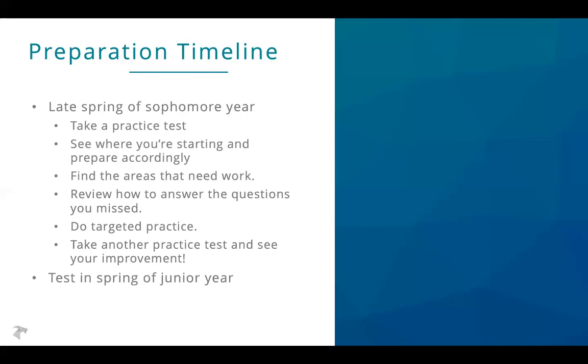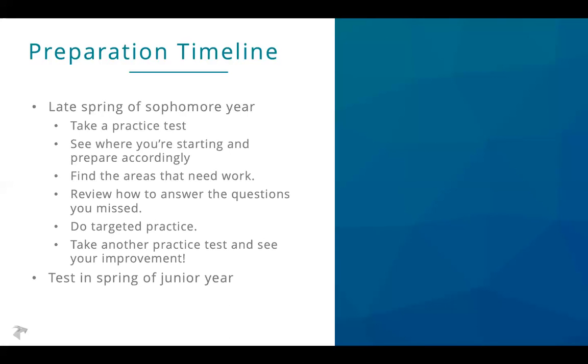Generally, it's a good idea to target testing in the spring of your junior year. Some students will take their final SAT or ACT earlier than that, so you might do it the fall of your junior year and just be done with it, but spring is pretty standard. You can also take it as late, of course, as the fall of your senior year, so there's some wiggle room around that. The reason for this timeline is really just to give you enough time that it doesn't have to be a stressful process.